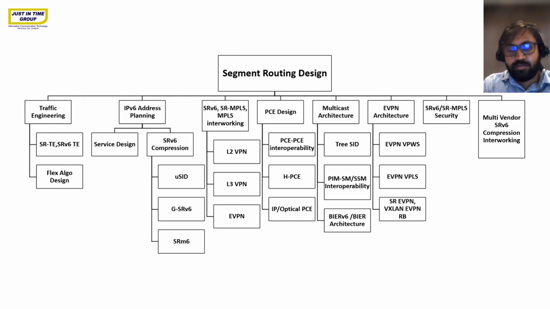And then if you're designing a transport network with segment routing, you have to think about the IPv6 address plan and how you would allocate different IPv6 addresses, because a lot of things will depend on that. In segment routing itself there are a lot of challenges in compressing the segment routing v6 headers.